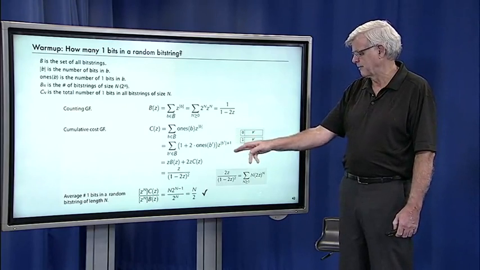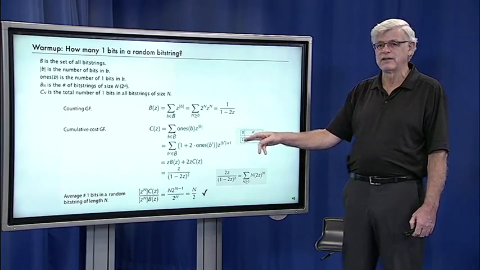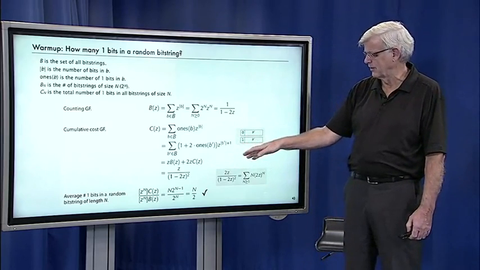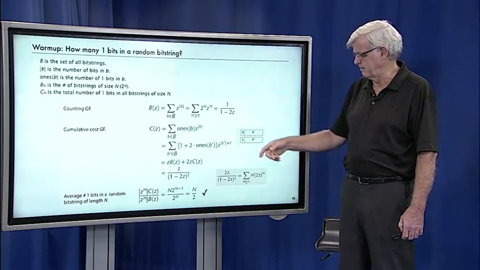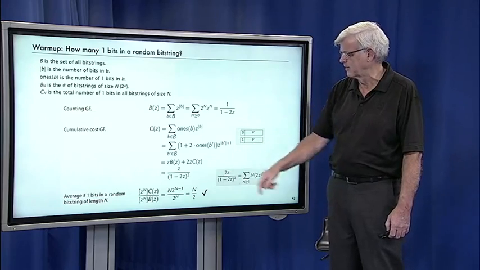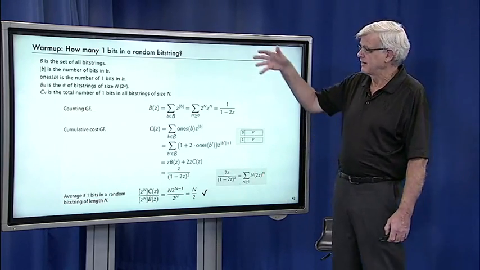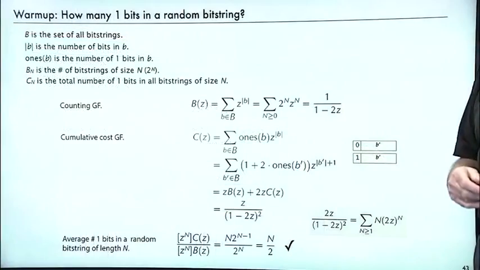And so the bottom line is the coefficient of Z to the n in the accumulated cost is n to the n minus 1. The coefficient of Z to the n in the enumeration is 2 to the n, and that gives us the result that the expected cost is n over 2. Again, that's a warm-up. We kind of knew it's n over 2.